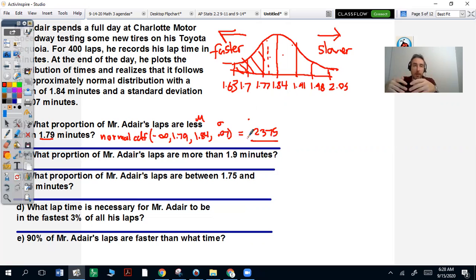So of course, I'm not talking about writing this up right now. You will have to write in context what that means. You'd say 23.75% of the time, Mr. Adair's laps would be less than 1.79 minutes. But right now, I'm just going to show you how to get the values.